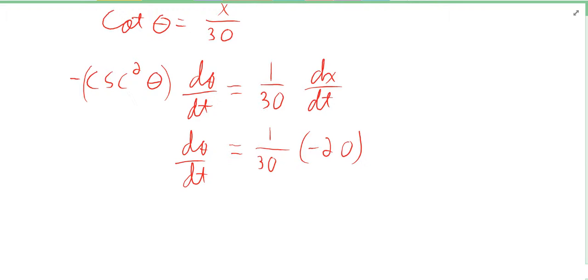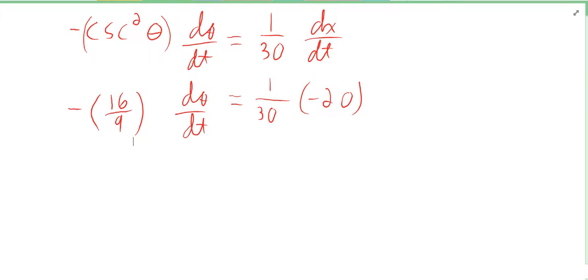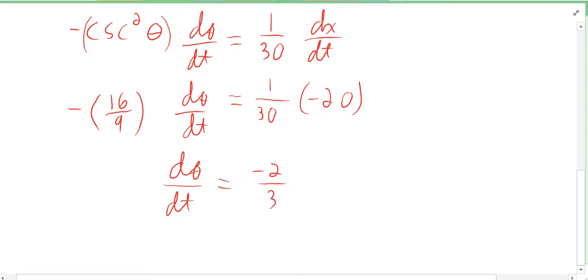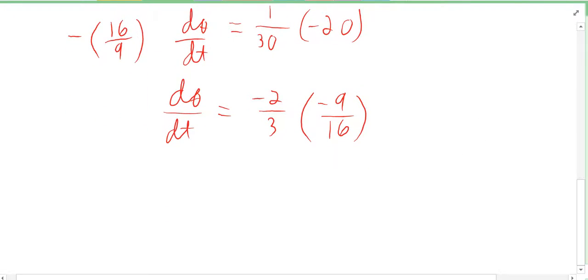Okay? And we're going to square it. So we want 16 over 9, and it's negative. Okay with that? To solve for d theta dt, we are then just going to multiply both sides by negative 9/16. So this right-hand side really simplifies down to 2/3, and I'm multiplying that by negative 9/16. And that is going to simplify down.